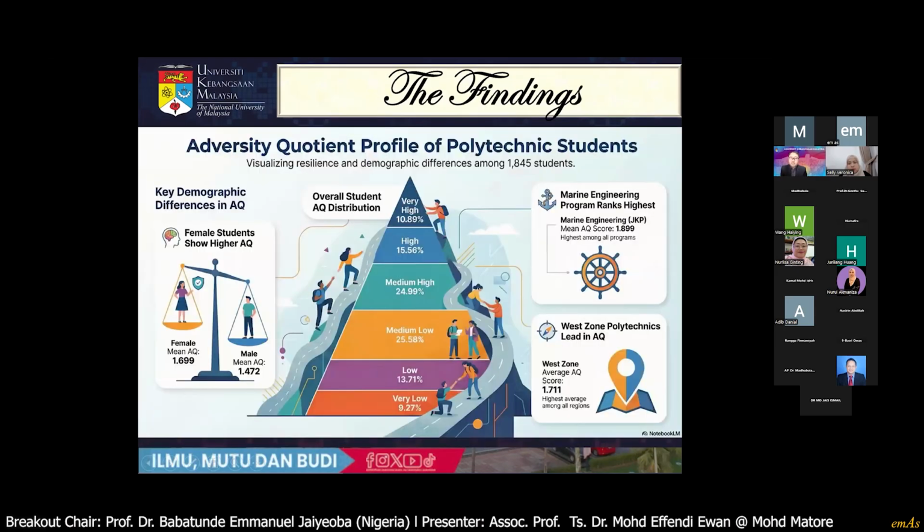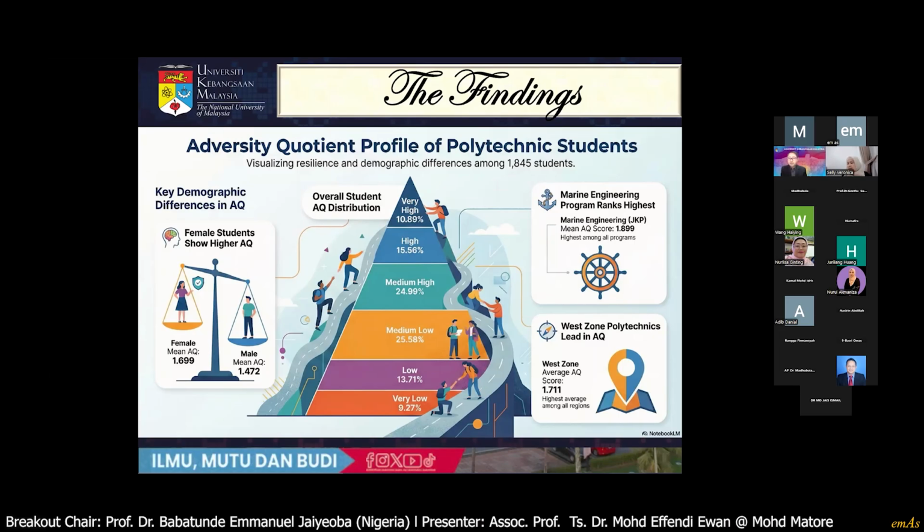So the adversity quotient profile, the findings show that the female students show higher AQ than the male. So from the logit value, the specialty about this research is how we report the data and do the profiling. Previously, we report the mean score, but now we report using the Rasch logit setting. So the female mean AQ is higher, 1.69, and the male is 1.472. And overall student AQ distribution, very high contributed 10.89%, and very low is 9.27%.